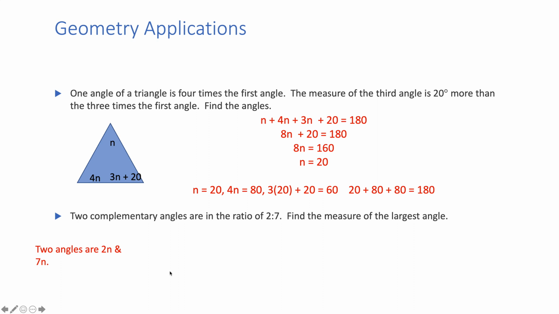Next up, 2 complementary angles are in the ratio of 2 to 7. As soon as I read that, I automatically say 2n, 7n. Guaranteed every time. Find the measure of the largest angle. Well, what does complementary mean again? Complementary means they add up to 90. So 2n plus 7n is 90. 9n is 90. Dividing by 9, n is 10.